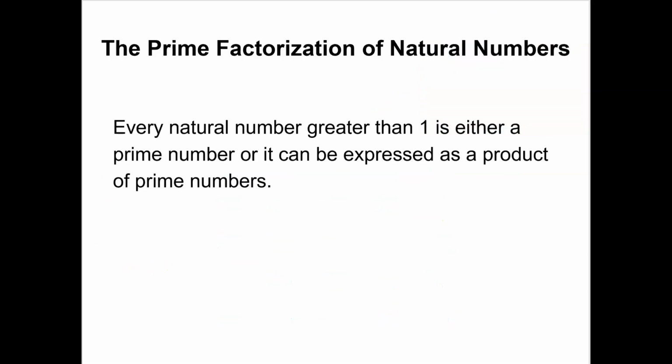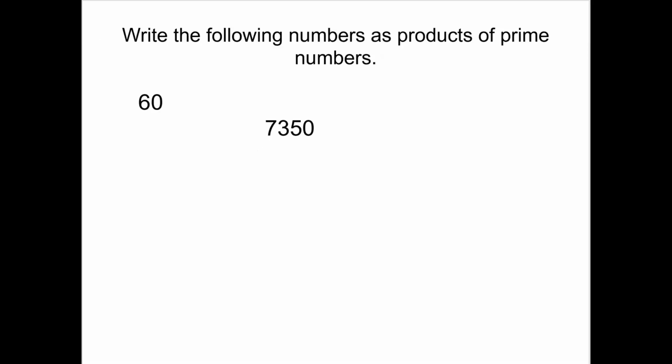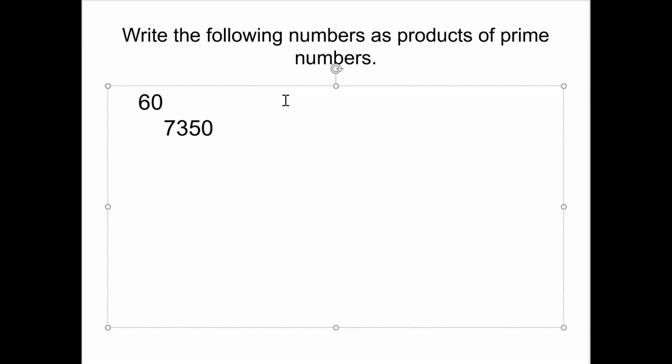Oops, sorry about that. So now, how do you actually get the prime factorization of natural numbers? We're going to use what I call the birthday cake method. What we want to know is, how can we write every natural number as a product of prime numbers?